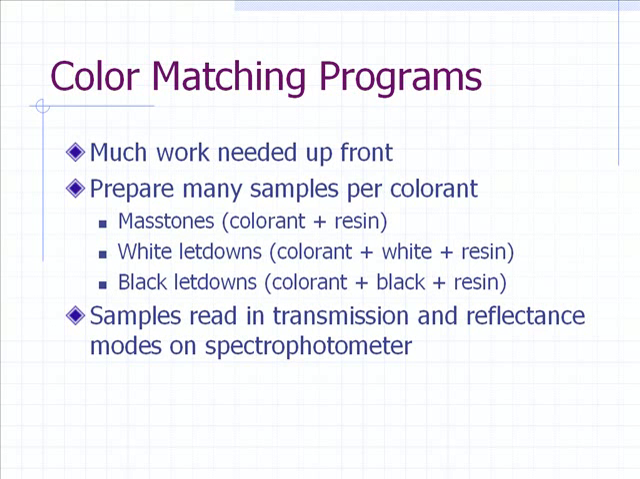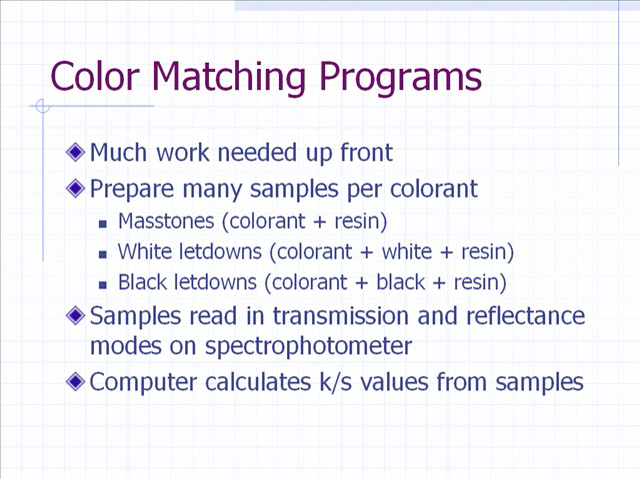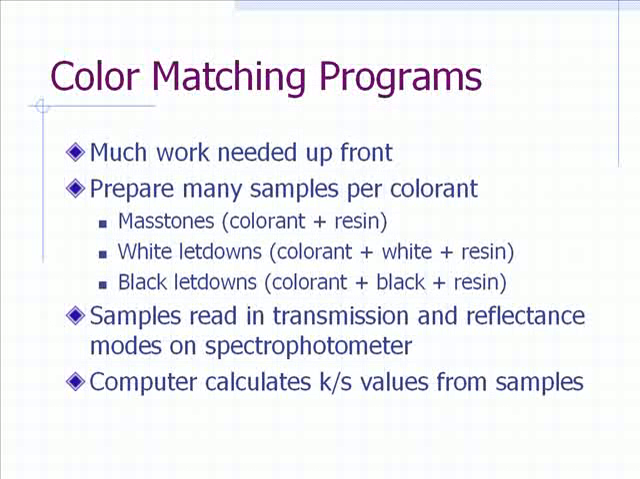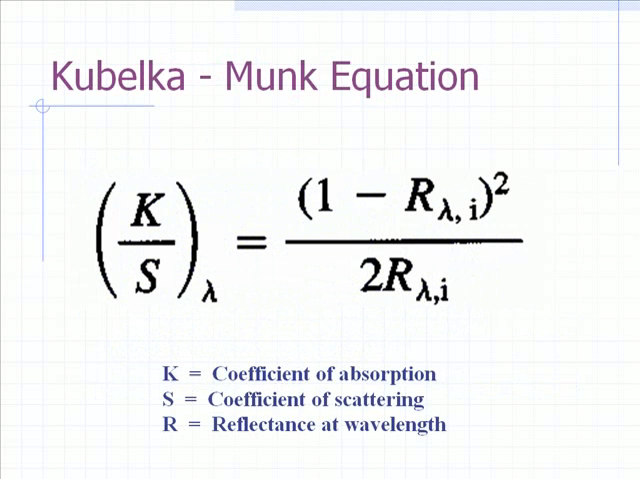The computer calculates K and S values from the samples, and you're all wondering, well, what are K and S values? You'd like to know what that equation is, because you always like equations, and that's what K and S values are. And later on in the term, we'll use this equation to make some determinations about pigments and strengths and things like that. It's really not that difficult to do, because there's a table that goes along with it. But the computer does this, calculates these K and S values, which are important for these color matching programs.